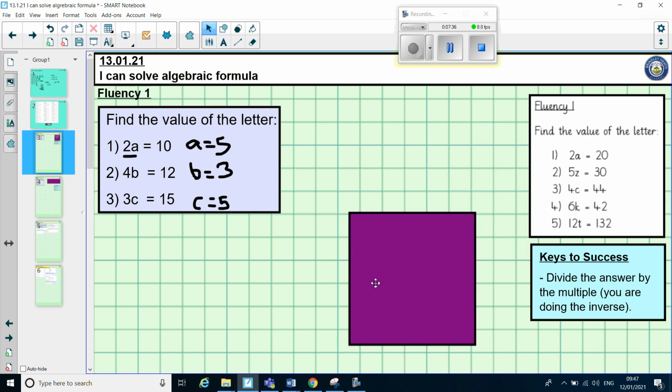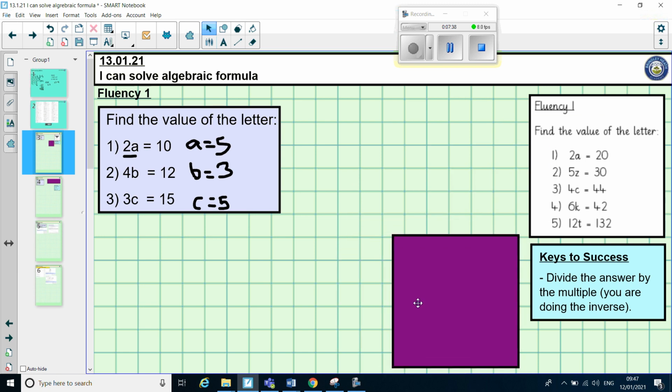Okay then, year 6. Some fluency questions for you to have a go at on your own. Follow the same keys to success as I did. Have a go at those 5 questions, and then I will go through the answers. Okay, hopefully you've had an opportunity to try those. We'll go through the answers then.